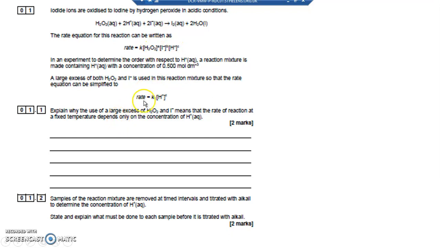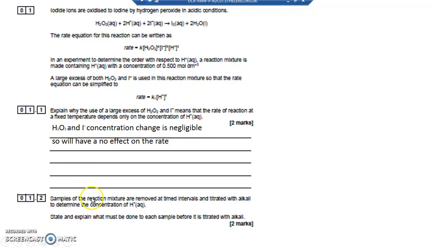How can that be? Well, if you use large excesses of hydrogen peroxide and iodide ions, then any changes in their concentration are negligible and so will have no effect on the rate. The easiest way of explaining that would be if, for example, I poured a cup of salt into the sea, it would have a negligible effect on the concentration of salt in the salt water. That's because the sea is so large. So changing the concentration of these is going to have a negligible effect because you're using a large excess of them.